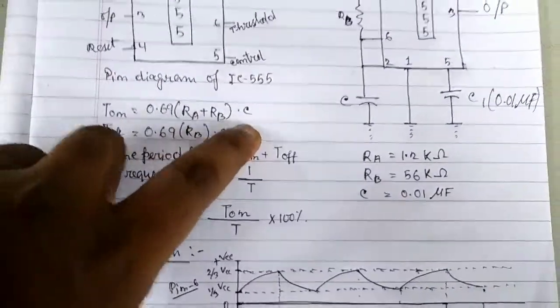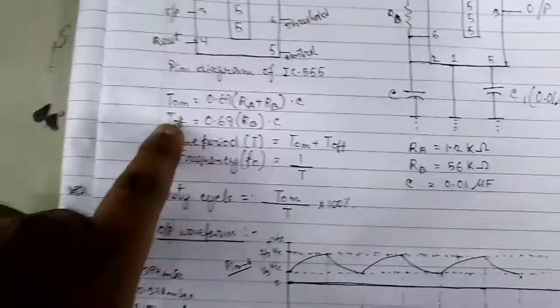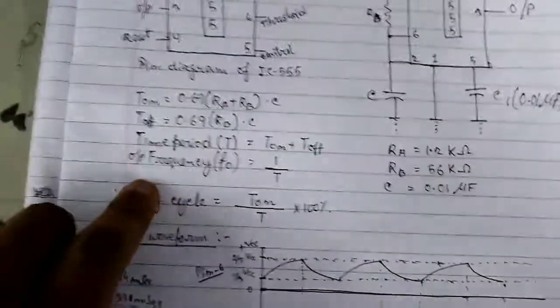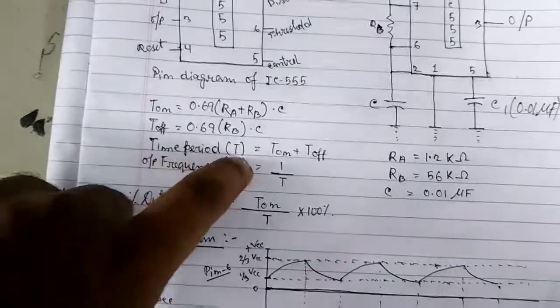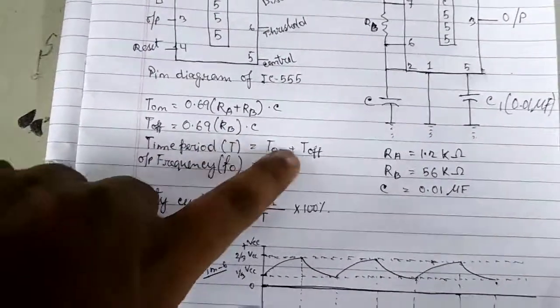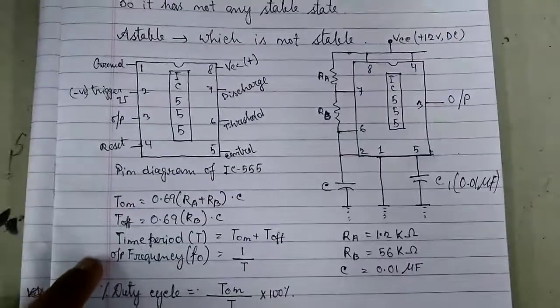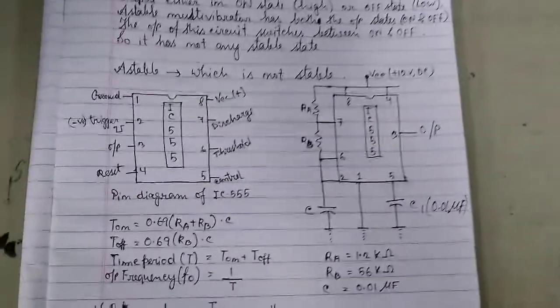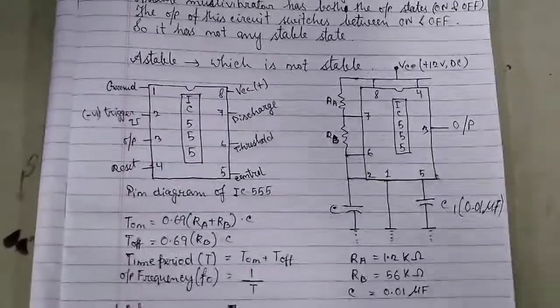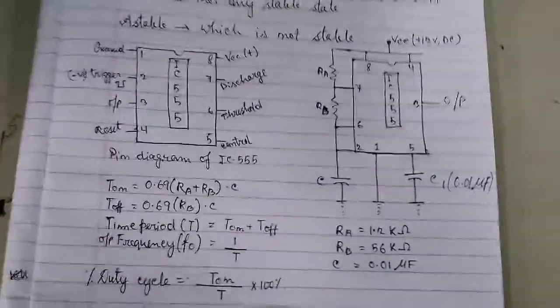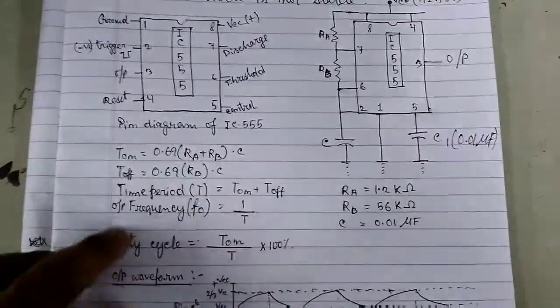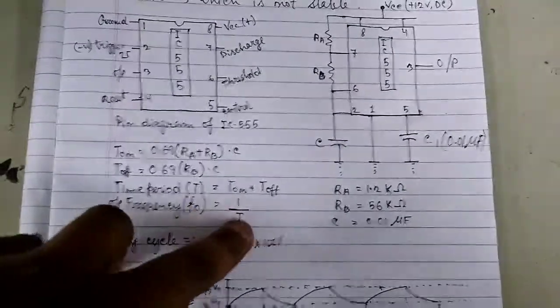Ra plus Rb into capacitor, this capacitor. T off time will be this much, 0.69 into Rb into C. Time period is T on plus T off. If we draw a sinusoidal signal, you know the time period is the addition of the positive half cycle and negative half cycle. So here we have on time and off time, and the addition of on time and off time is the time period, and frequency is 1 by time period.